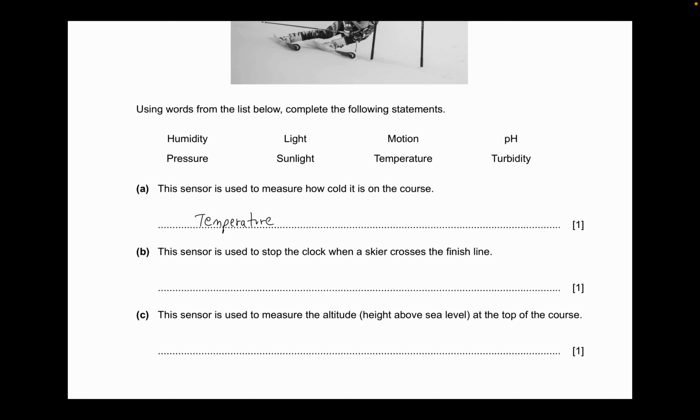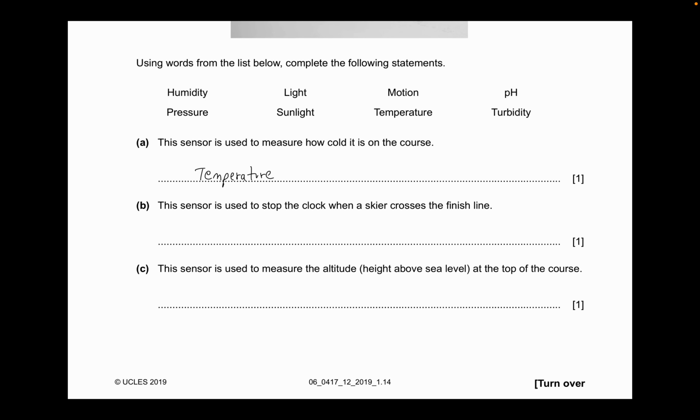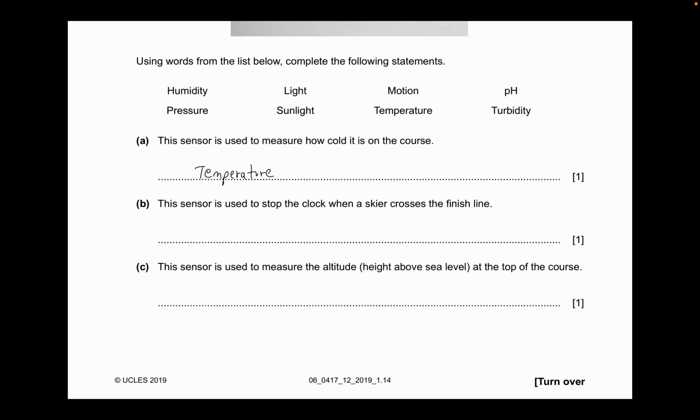Okay, this sensor is used to stop the clock when a skier crosses the finish line. So if you read this carefully, that would be, I'm assuming, a light sensor, hopefully. That's correct. Do correct it in the comments.